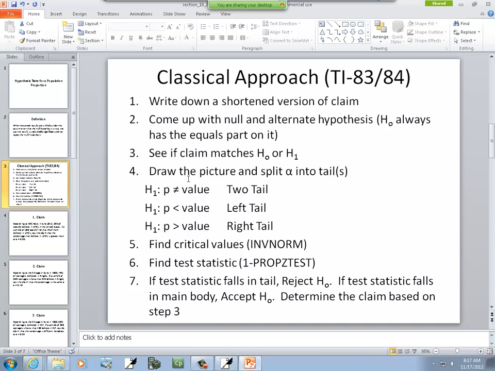We draw the picture and split alpha into the tails. Not equal to on H1 is two tail, less than on H1 is left tail, greater than on H1 is right tail. Find the critical values, use an INV norm. We'll find the test statistic using one prop z-test, and then the conclusion. If the test statistic falls in the tail, we reject H naught. If the test statistic falls in the main body, we accept H naught. And it says determine a claim based on step 3.